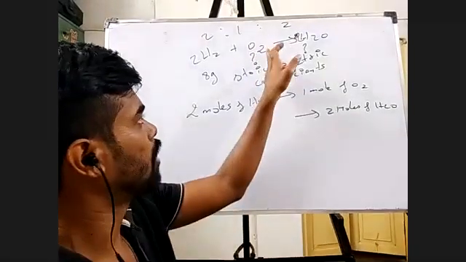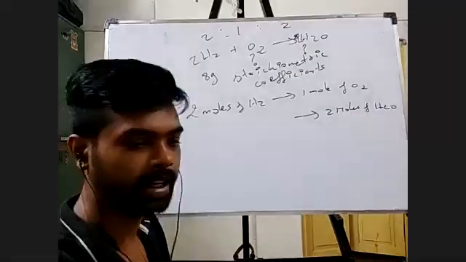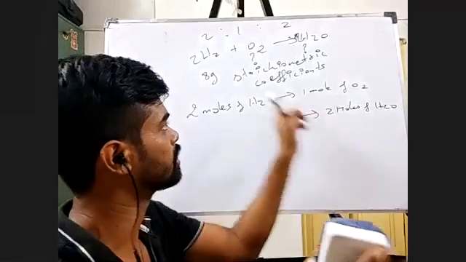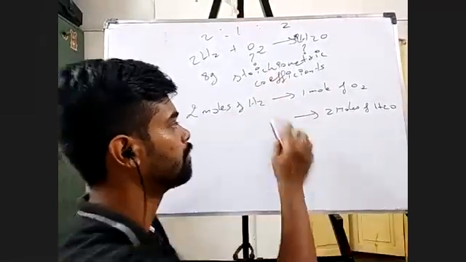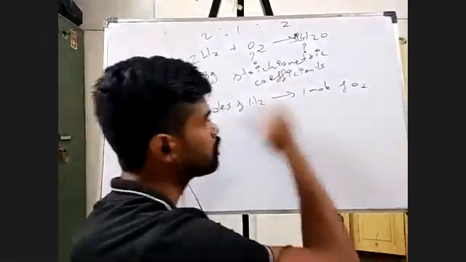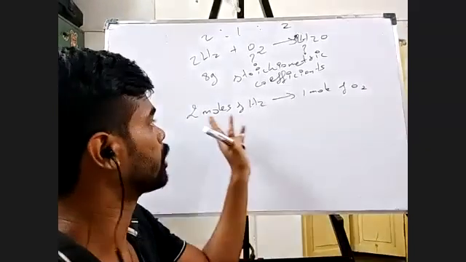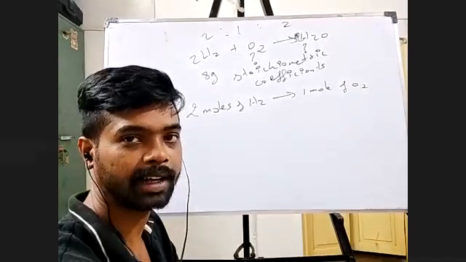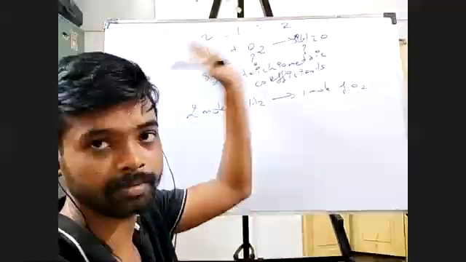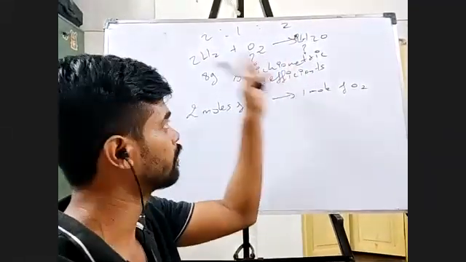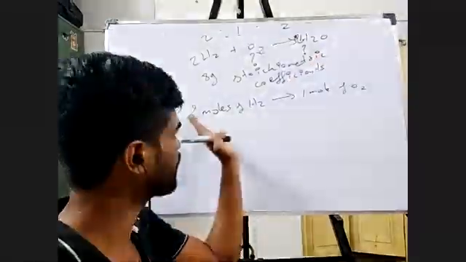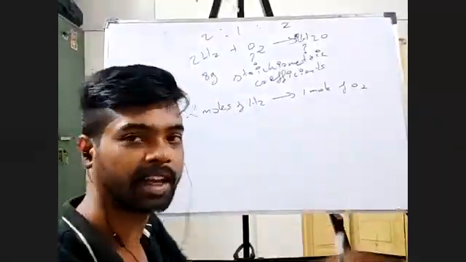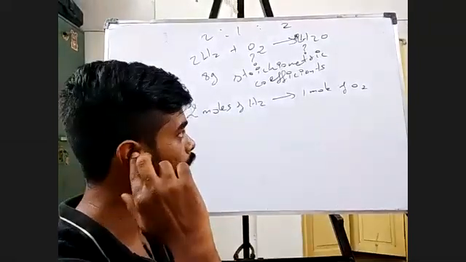Now I'll do it for O2. This statement is very important for me: 2 moles of H2 requires 1 mole of O2. This data I have from the stoichiometric equation, not from anywhere else. If you know the balanced chemical equation, right away you can do this for any reaction.